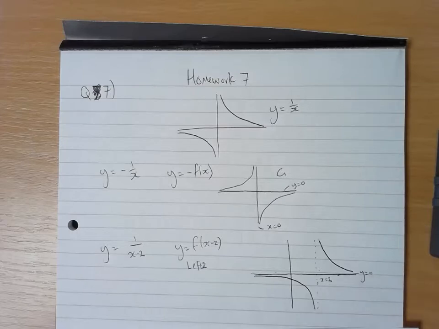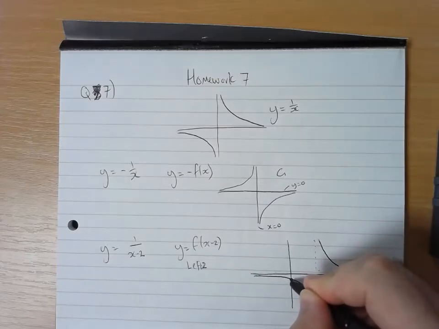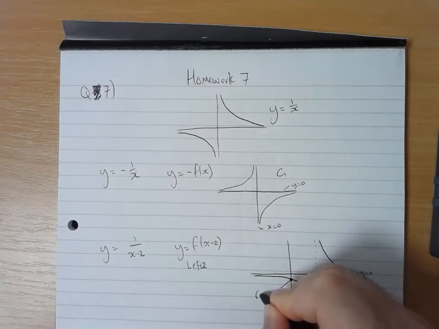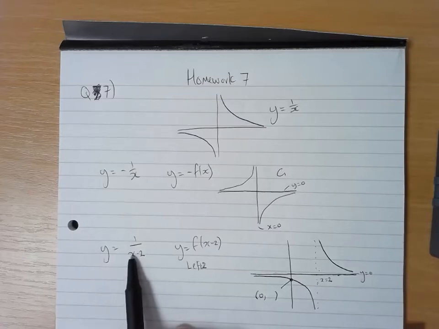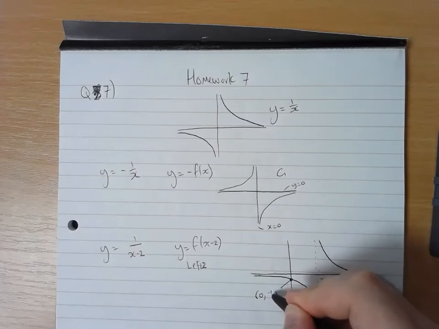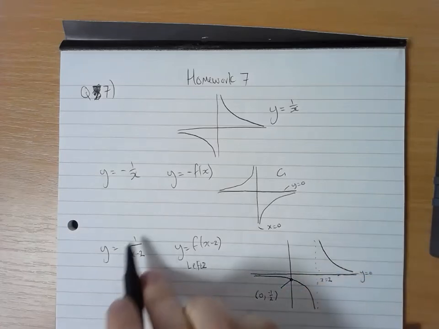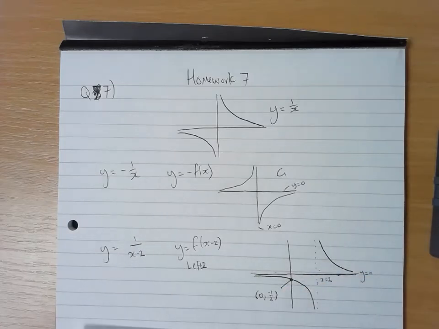We have one intersection point now, which is here, which is 0, comma something. We need to work this out, so if we put 0 into here, we get 1 over 0 minus 2, which is minus a half, because it's 1 over minus 2. And that's the end of this question.